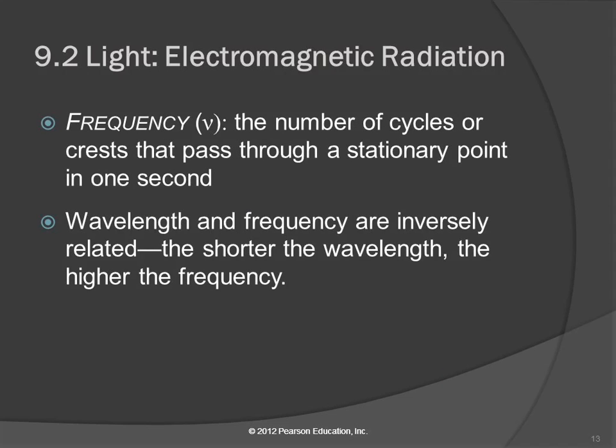Another property of light is its frequency. Frequency. This looks like a V, but it's not a V. It's nu. Let's go with white. So this is straight and this is curved. So it looks like a lowercase v, but v is velocity and nu is frequency.